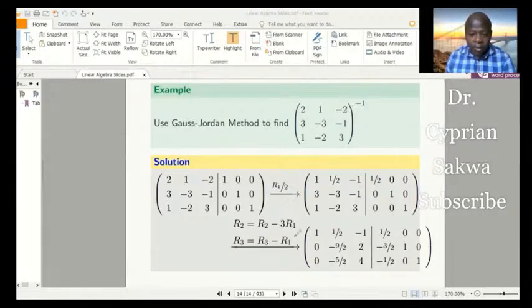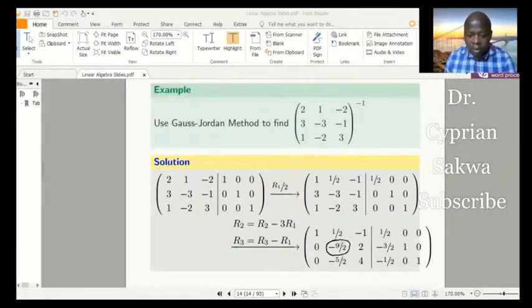Now come to row 3. We've said we shall take row 3 minus row 1. So 1 minus 1 gives us 0. Negative 2 minus a half gives us negative 5 over 2. And then 3 minus 1 gives us 4. So you do it for the entire row, and you have this.